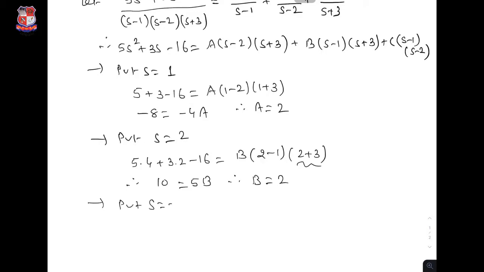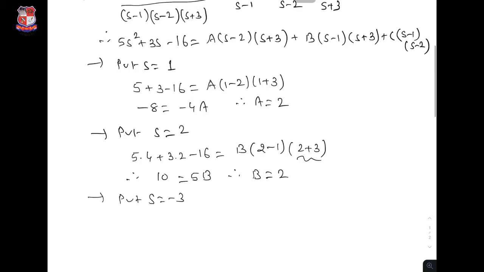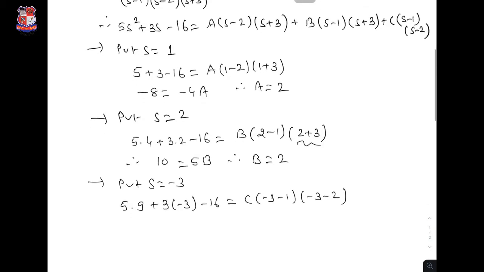Next, put s equal to minus 3. Then this is 5 into 9 plus 3 into minus 3 minus 16, equal to, when we put s equal to minus 3, this part is 0, this part is also 0, so C(minus 3 minus 1)(minus 3 minus 2). This is 20 equals, this is minus 4 and minus 5, so that is 20C, and therefore C equals 1.